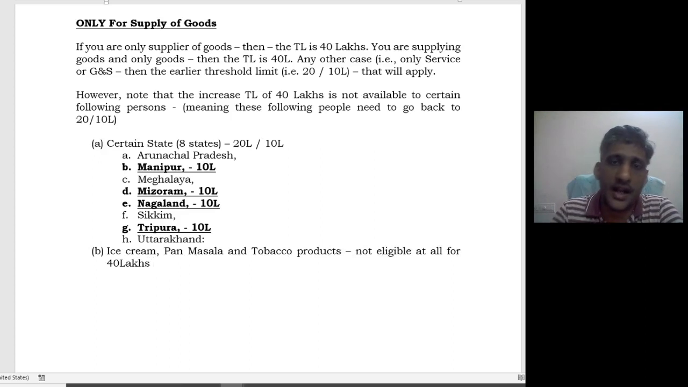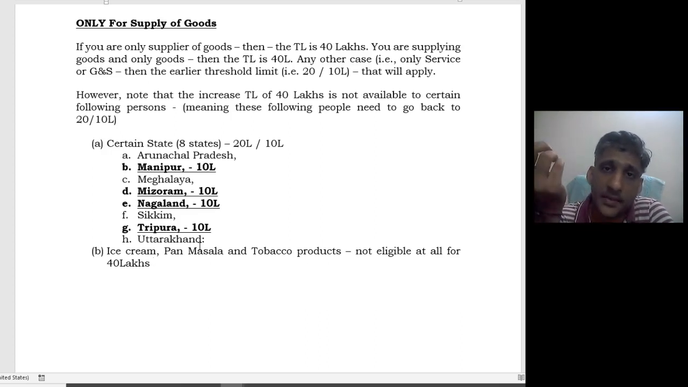Can I go to 40 lakh? No. See, Tamil Nadu is not there in the 8 list, which means Tamil Nadu can go to 40 lakhs. But a Tamil Nadu supplier supplying ice cream, can I go to 40 lakhs? No. For me, it is only 20. I am in Tamil Nadu. Can I supply pan masala? My turnover is 25. Should I take registration? Yes. You are not eligible for 40 lakhs. Your limit is only 20 lakhs. Since your turnover crosses 20 lakhs, you should take registration.